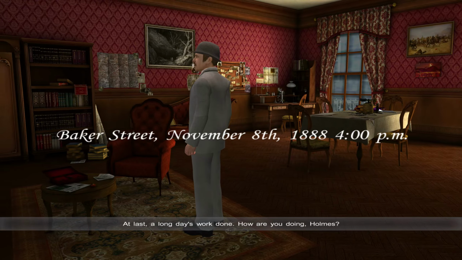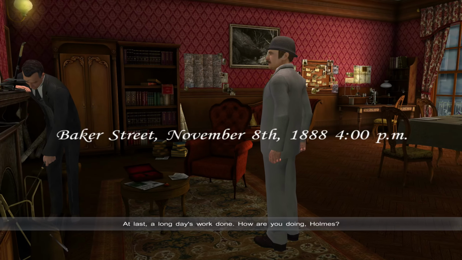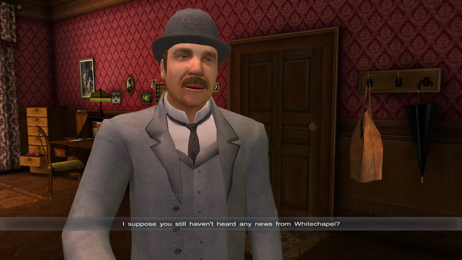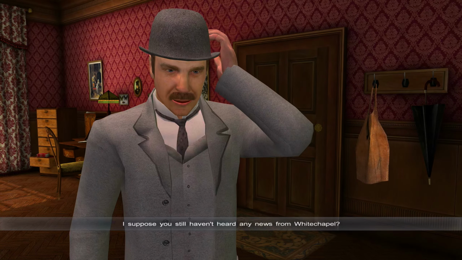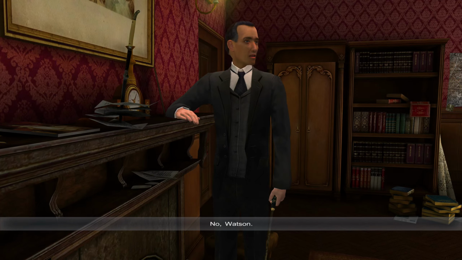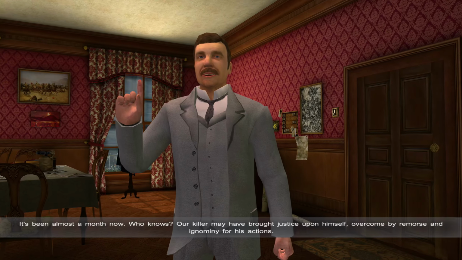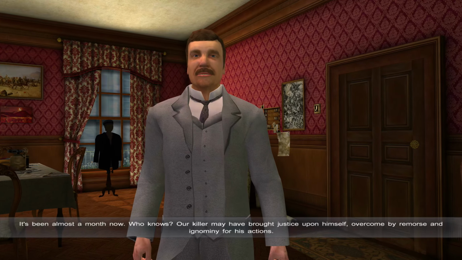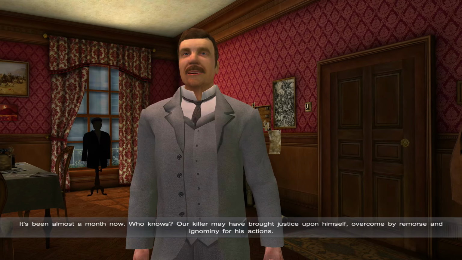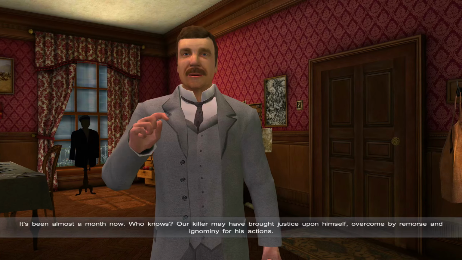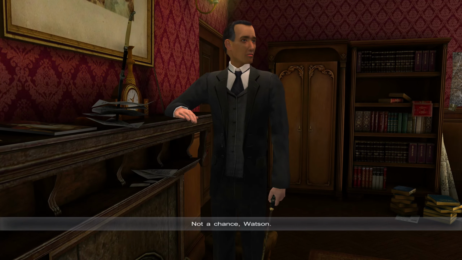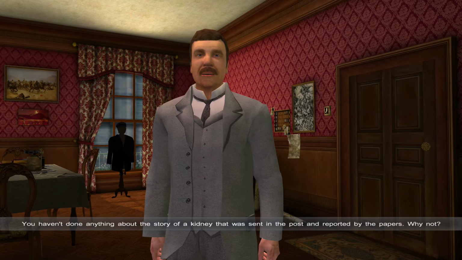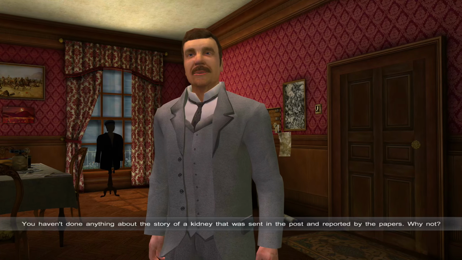At last, a long day's work done. How are you doing, Holmes? Fine, Watson, just fine. I suppose you still haven't heard any news from Whitechapel? No, Watson. It's been almost a month now. Who knows? Our killer may have brought justice upon himself, overcome by remorse and ignominy for his actions. Not a chance, Watson. You haven't done anything about the story of a kidney that was sent in the post and reported by the papers.